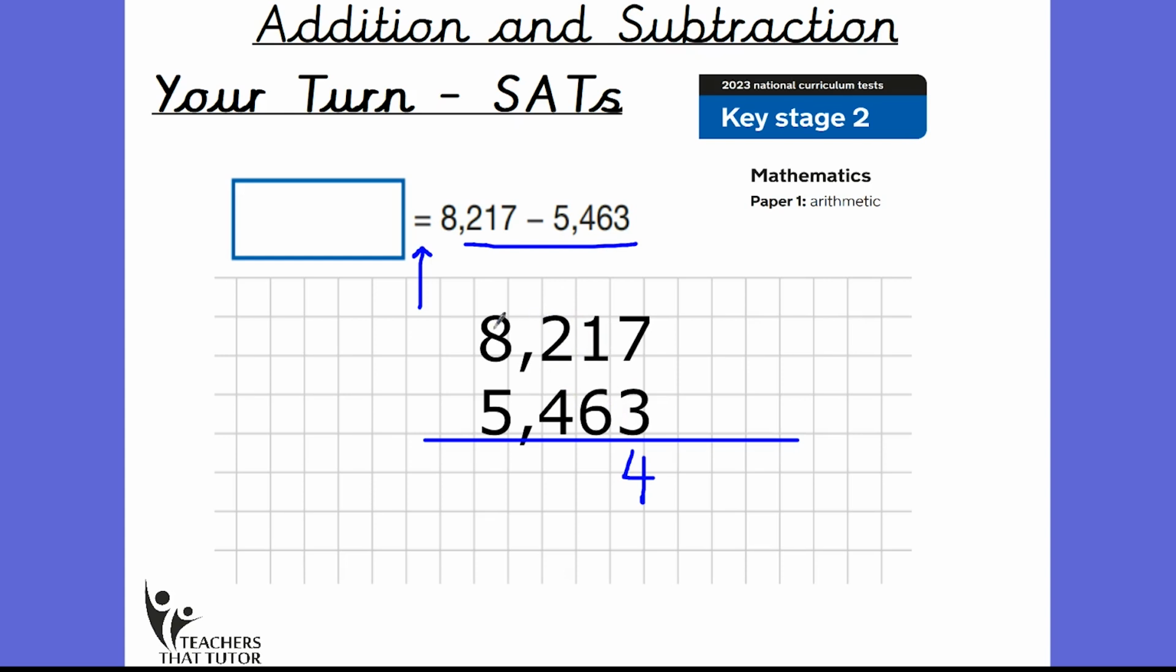I can't take 6 away from 1, so I can't borrow from that either. 4 is bigger than 2, so I'm going to borrow from the 8,000. That becomes 7. That becomes 12, which I borrow from becomes 11. That becomes 11. 11 take away 6 is 5. 11 take away 4 is 7. And 7 take away 5 is 2. So our final answer for that one will be 2,754.